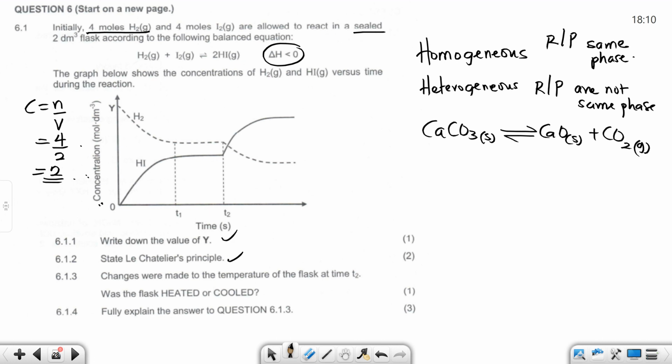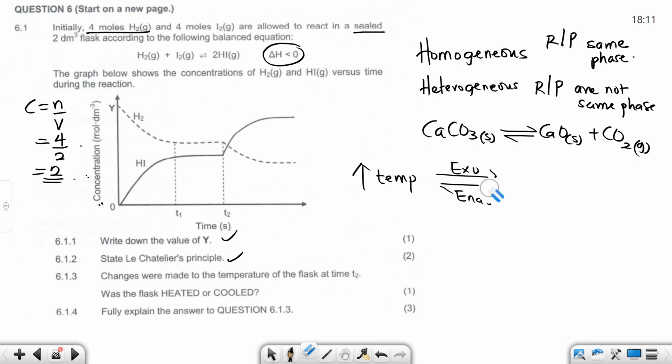Changes were made to the temperature. Please, can we quickly, before we answer that question, changes were made to what? The temperature. If we increase temperature, which reaction is favored? Endothermic. And which one is endo in this case? This is what? Exo. And this is what? Endo. Is that fine? If we increase temperature, which one will be favored?